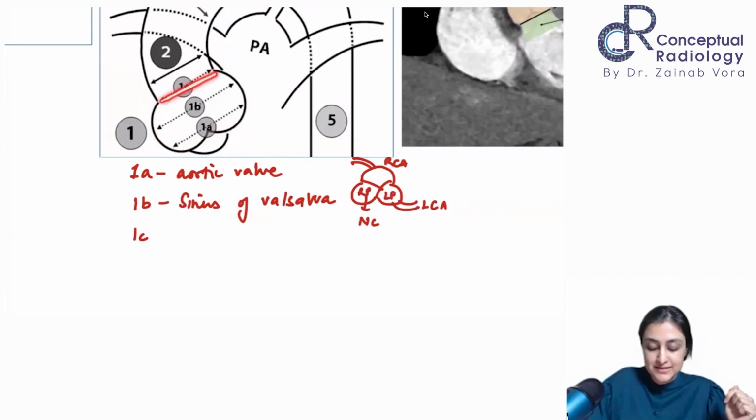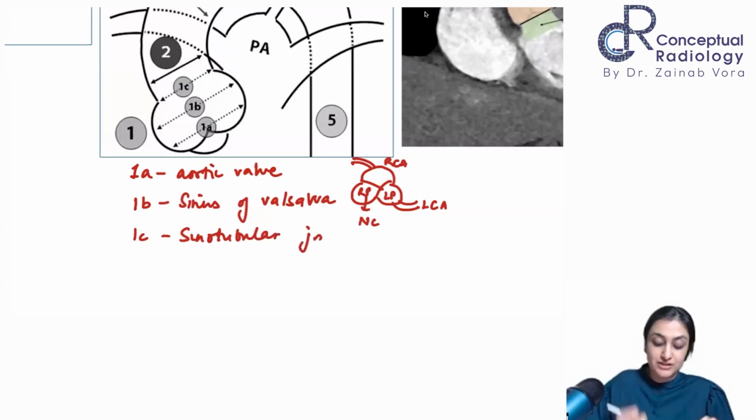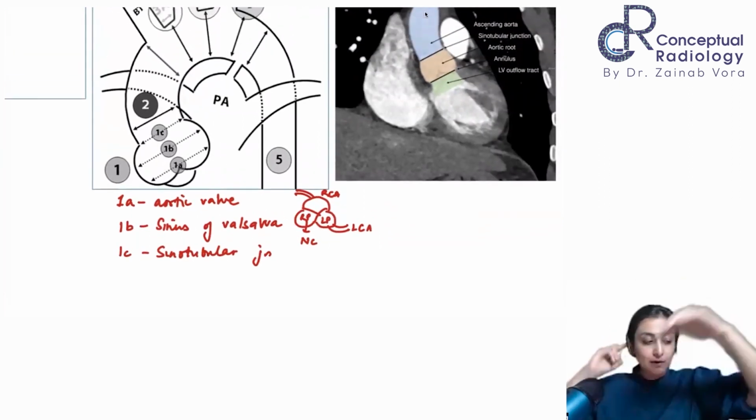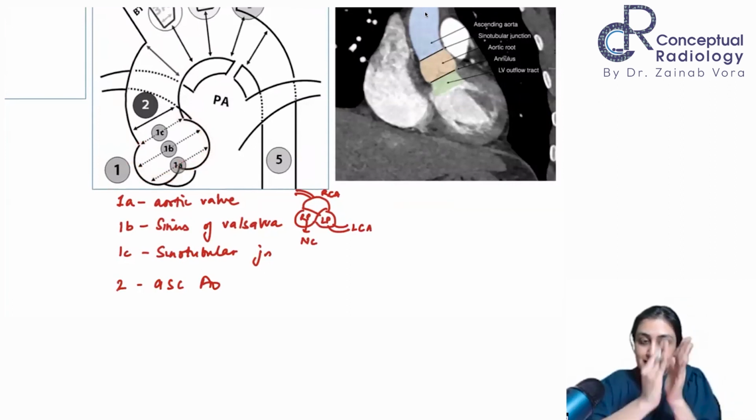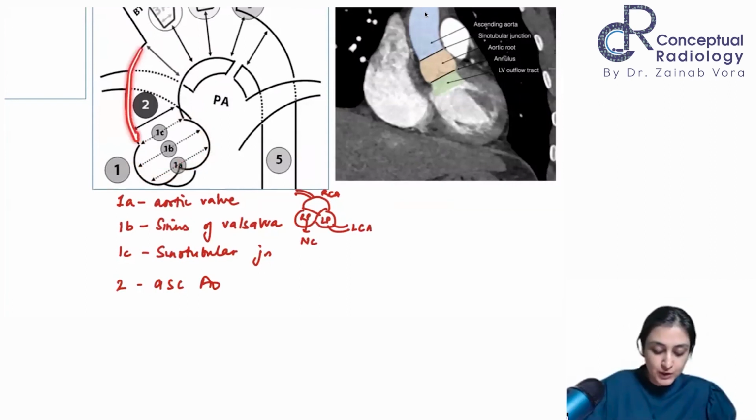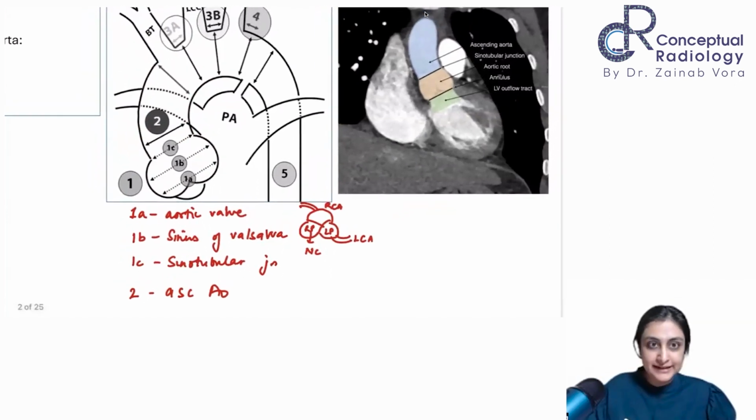So this is called the junction between the sinus and the ascending aorta. Very good. So this is the sinotubular junction. Okay, so this is the sinotubular junction here. That is 1C. Now we go on to 2, which is basically the ascending aorta. Anything above the sinotubular junction, basically you have this bulge and then you have this equal, consistent part. This is what we call the ascending aorta.